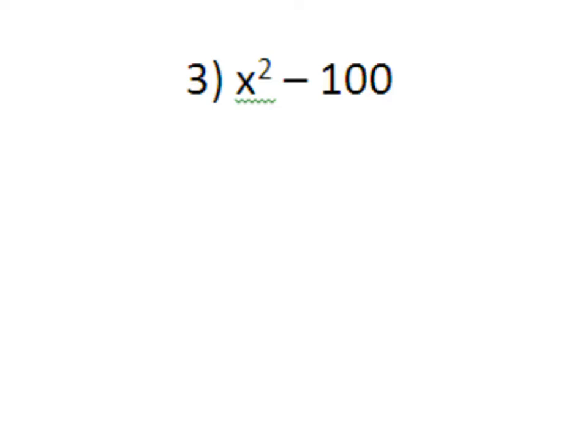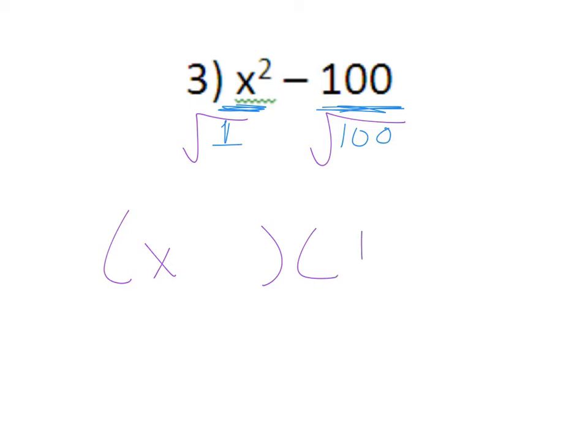Here again, I want to factor. This right here is my A, this right here is my C. My A here is 1, my C here is 100. Both of these are perfect squares, so this again is a special case. When I square root 1, I would just get 1 out. When I square root 100, I would get 10 out.